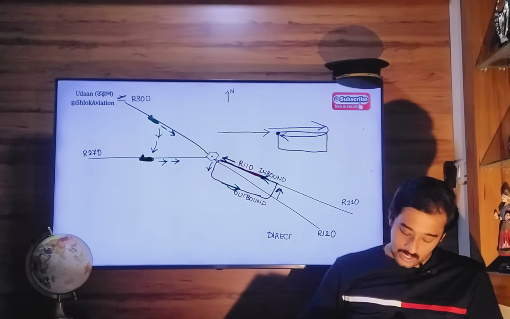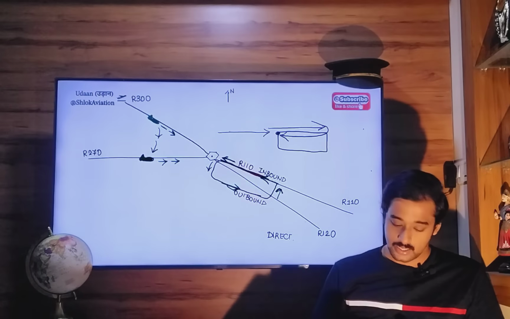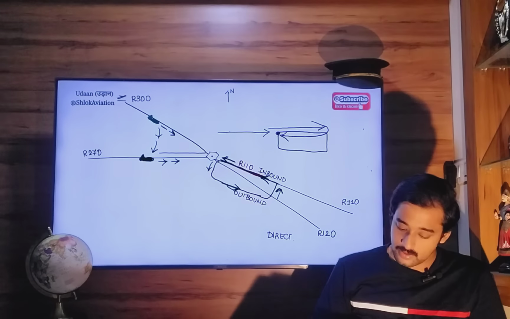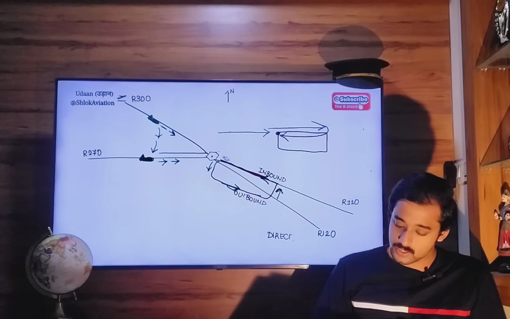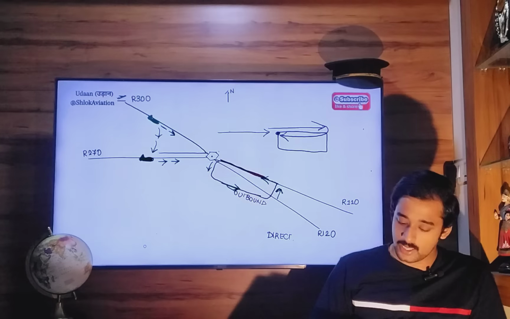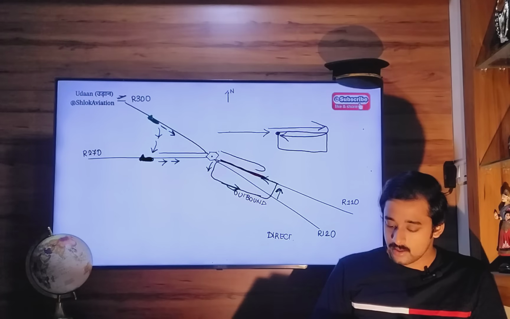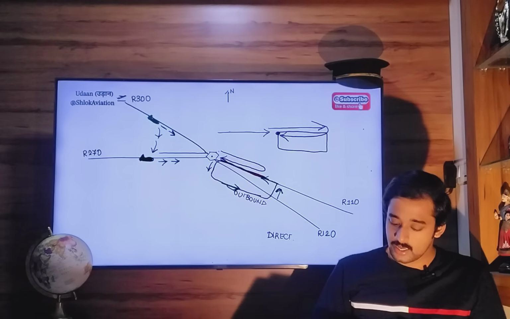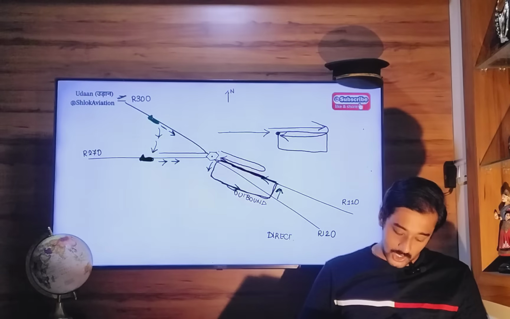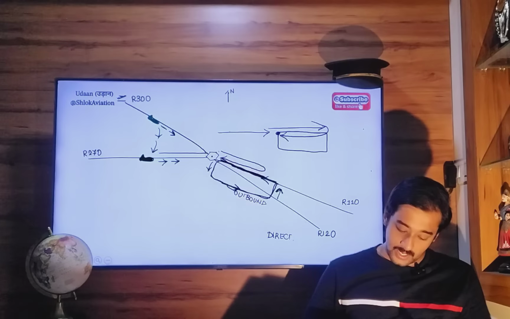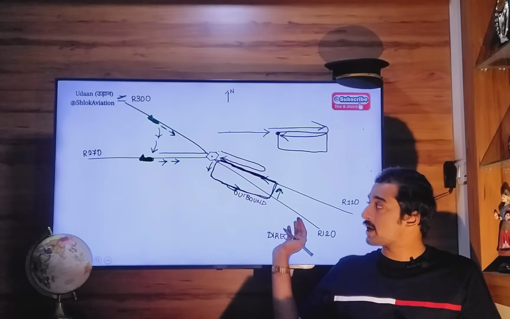So it will be worthwhile to enter this holding pattern through a parallel entry. Your aircraft will fly to this station, then fly parallel to the inbound course, and then make a turn towards the station and then execute a holding pattern. So the correct answer here will be parallel entry. Offset entry is nothing but teardrop. Direct entry is nothing but coming directly to the station.